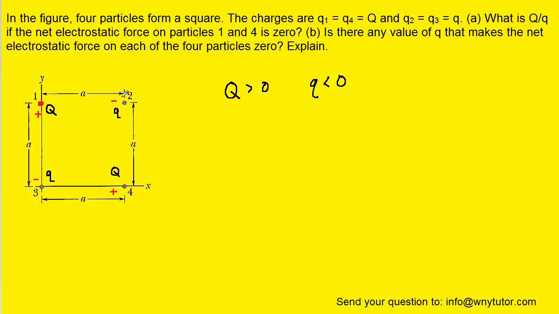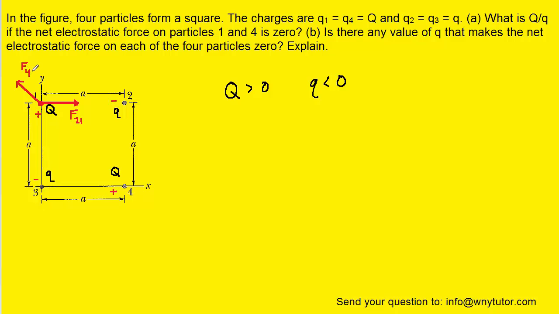Now, charge 2, because it's negative, would be attracting charge 1, so it's going to be pulling on it to the right. And we can perhaps label that force as F21. That would be the force that charge 2 is exerting on charge 1. Charge 4, because it's positive, would be repelling charge 1. In other words, it would be pushing it away. So we can show a second force acting on charge 1 that is directed in this fashion, and we can label that F41.